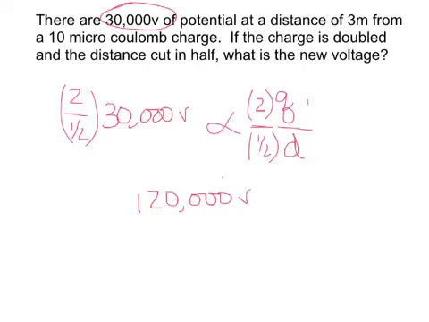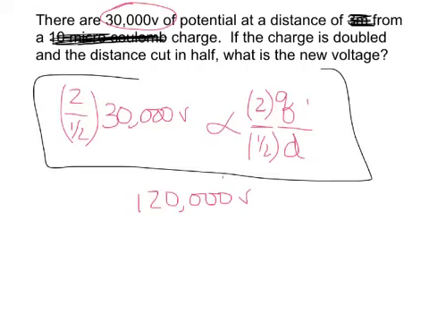But what if I never told you how much charge we had? And what if I never told you how much distance we were? And I just said there's 30,000 volts of potential at a certain distance from a charge. If the charge were doubled and the distance were cut in half, what's the new voltage? In this case, you can't just plug and chug. You would have to use this method in order to still be able to figure out the answer.